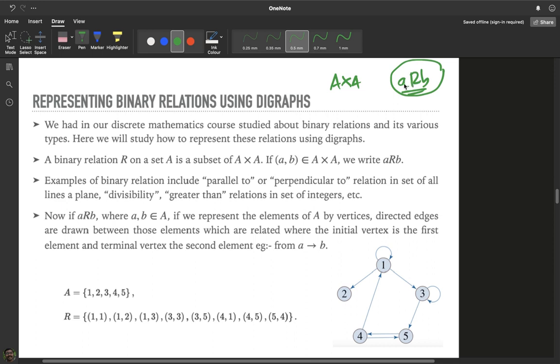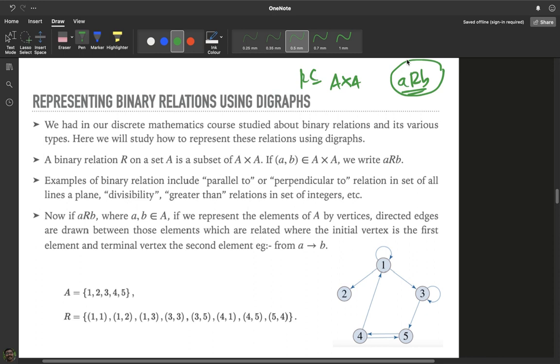Now we will study how to represent such binary relations using directed graphs. Suppose you have a relation R, which is a subset of A cross A, and you are representing elements A and B. If they are related by R, we will represent it by A and B. Now let us see how to represent such relations using digraphs.